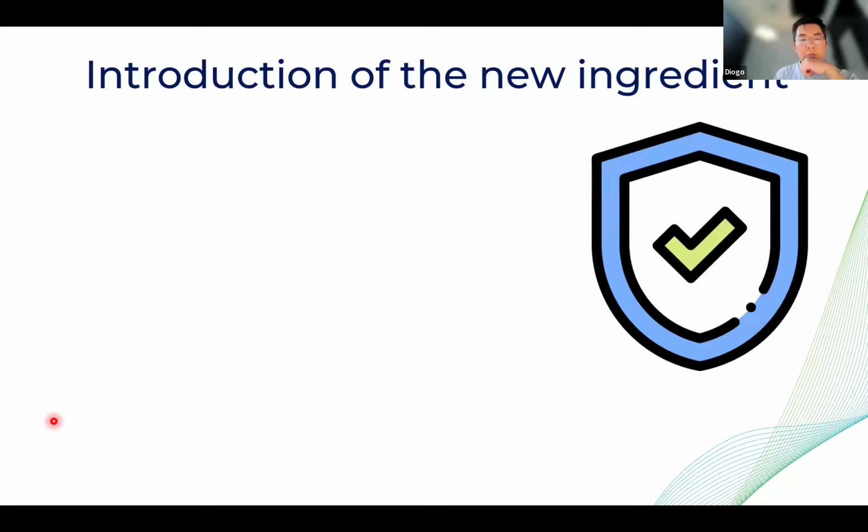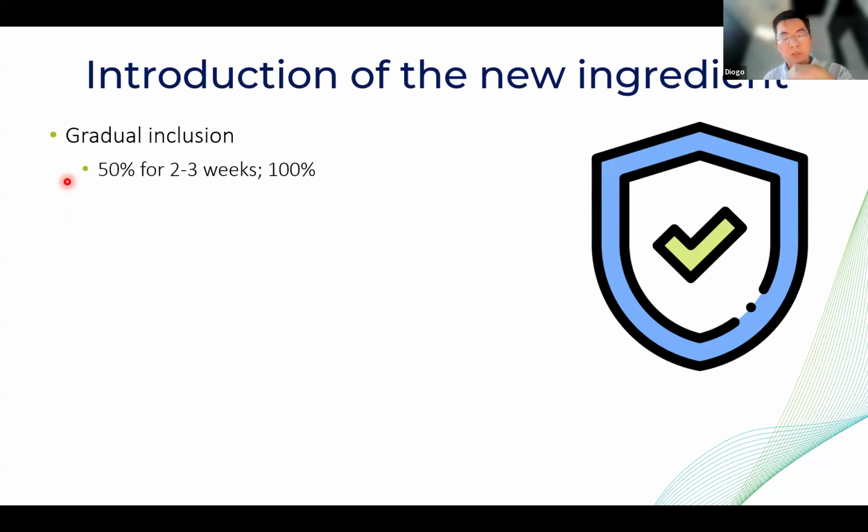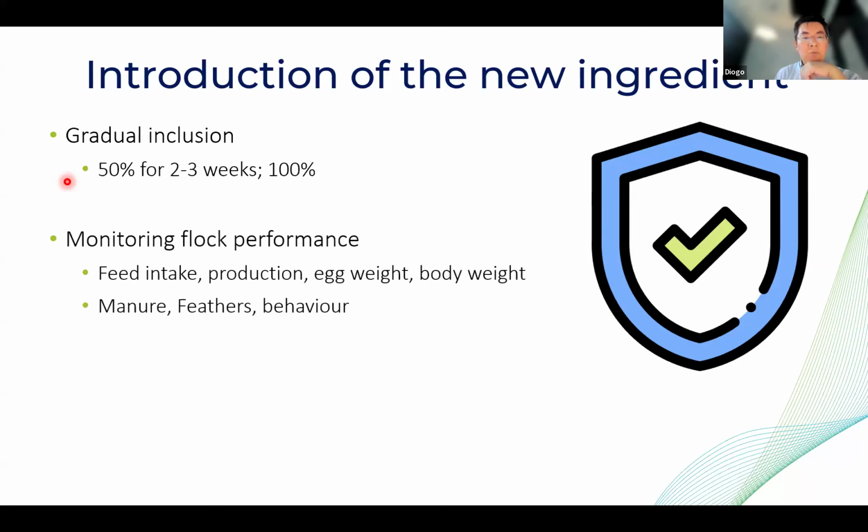So when we start to think about the introduction of new ingredients, it can be gradual. For example, we can start using 50% of the max potential use of alternative ingredients for the next 2 or 3 weeks. And if nothing bad or wrong happens, we can improve to 100% of substitution.